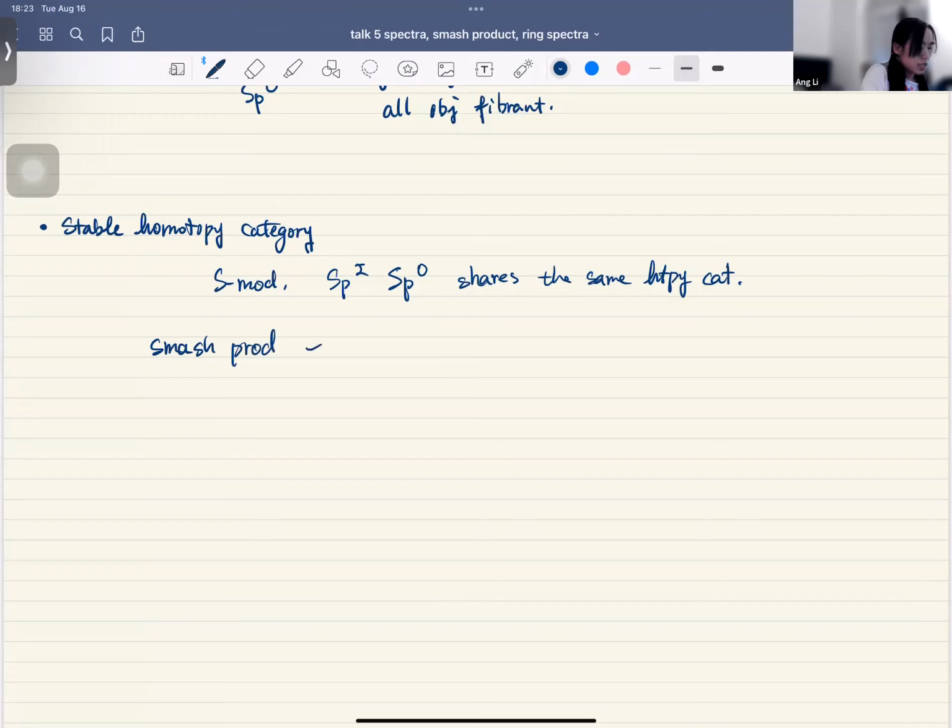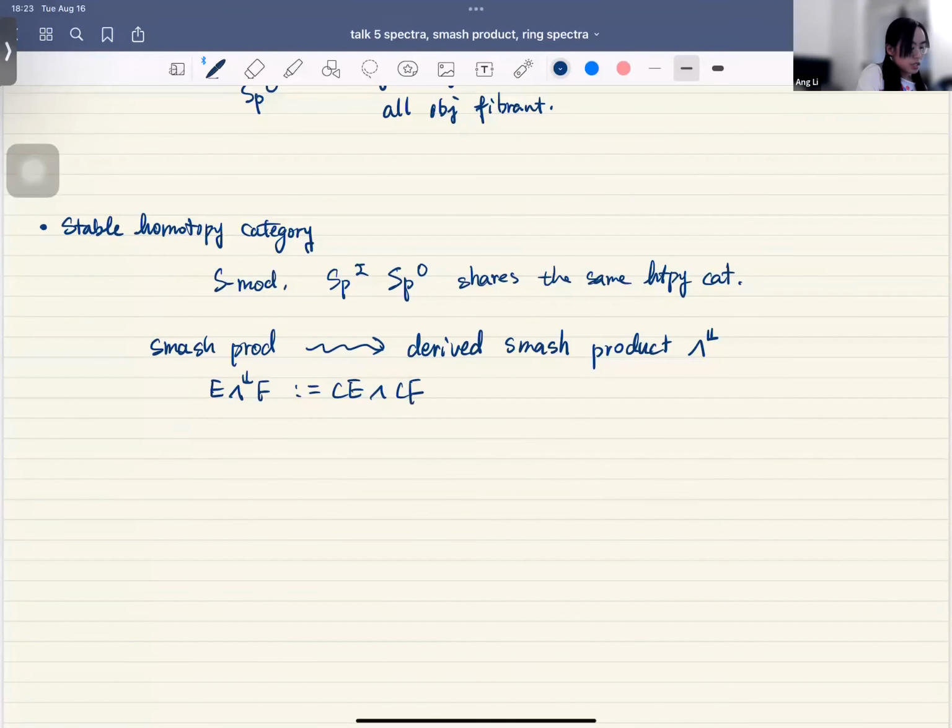in either of them and get the derived smash product on the homotopy category. I think the homotopy category is also called the derived category, and you can see that in a future talk, I think. So let me put smash L there, where you define this as, so the C is the cofibrant replacement functor.